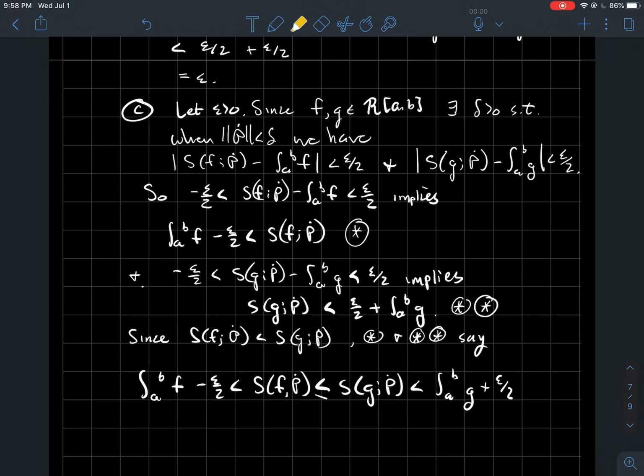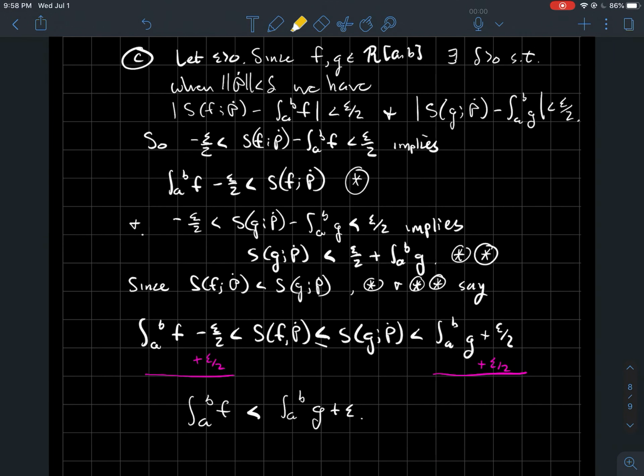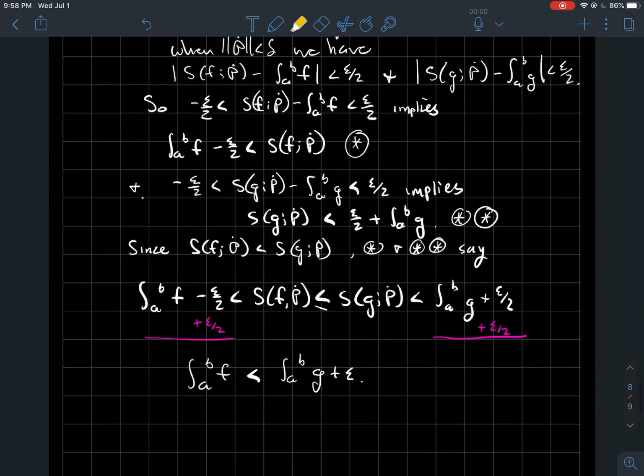So finally what I'll do is I will focus on these and these. And what I'll do is I'll add epsilon over 2 through to both sides. So what do you get then? You get the integral of f is less than the integral of g plus epsilon.